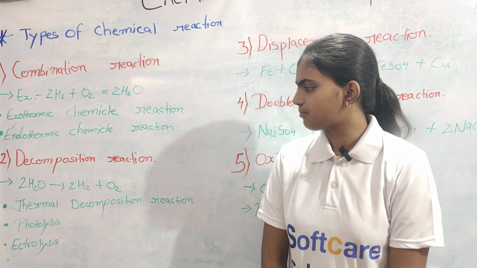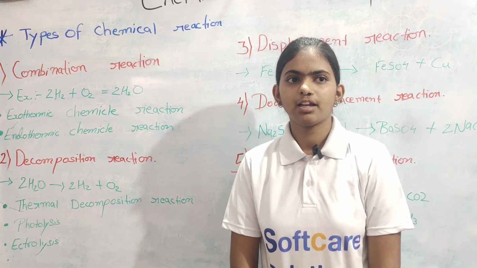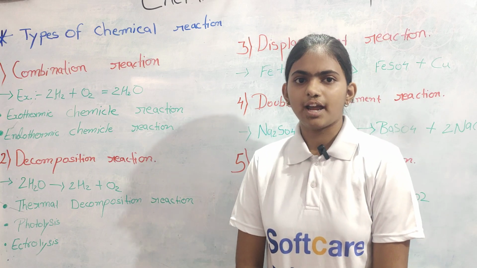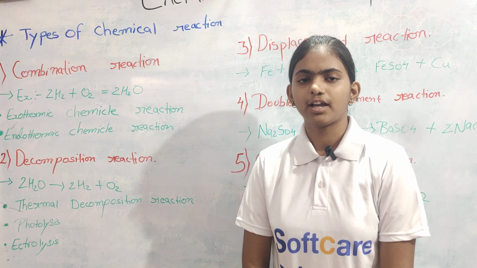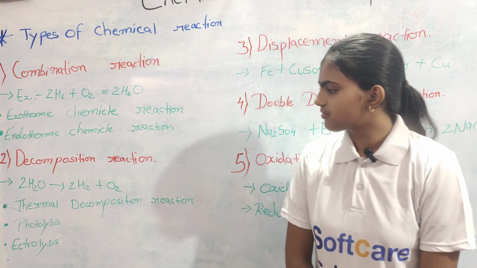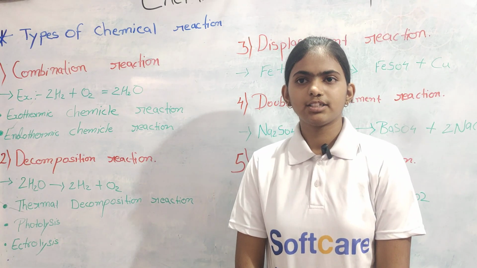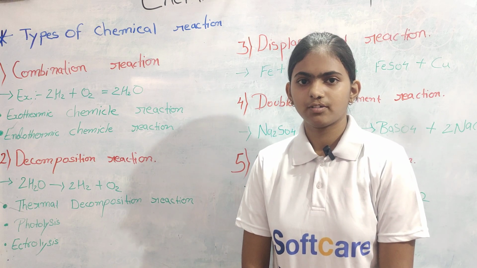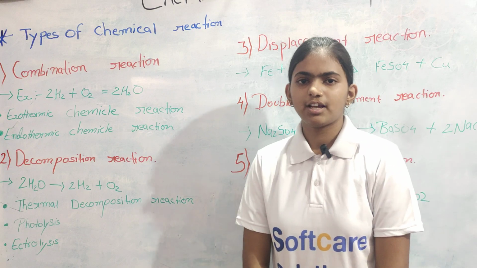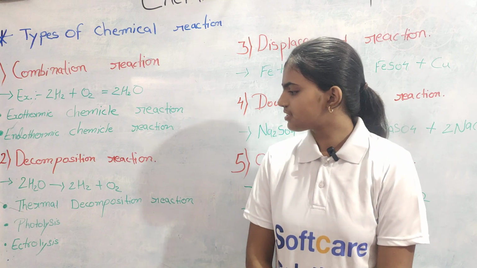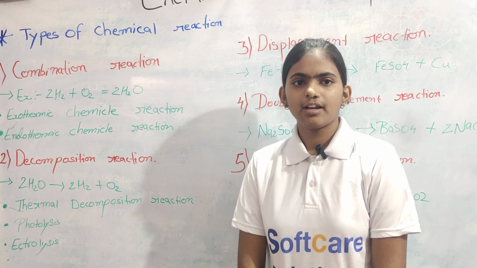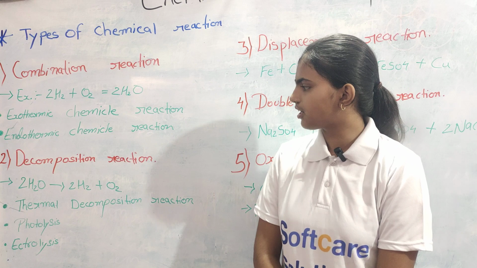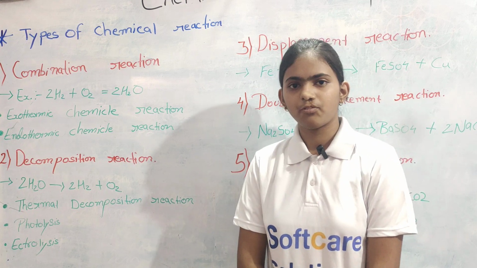Third, photolysis. First, thermal decomposition reaction is a reaction in which the decomposition is carried out by heating. For example, heating of calcium carbonate to form calcium oxide and carbon dioxide. Second is photolysis. Photolysis is a reaction in which the decomposition is done by sunlight. For example, photolysis of silver chloride and silver bromide. Third is electrolysis. When a decomposition reaction is done by electricity, it is called electrolysis. For example, electrolysis of water.